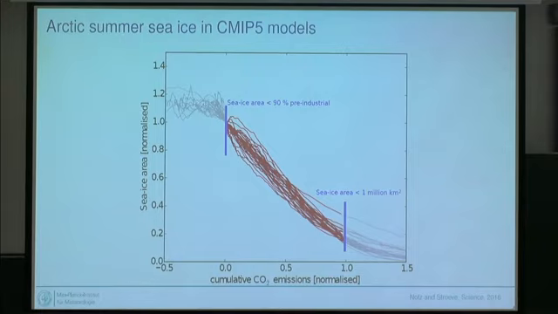And so this linearity in the observations and in the models very strongly suggests that there must be some underlying mechanism, and it's those kinds of underlying mechanisms that we can try to understand.